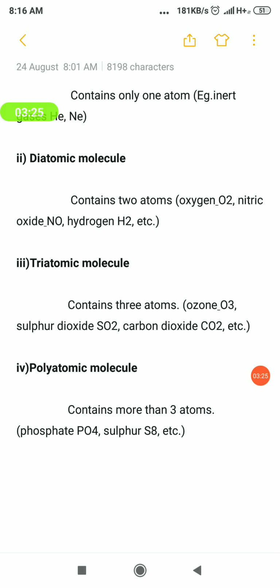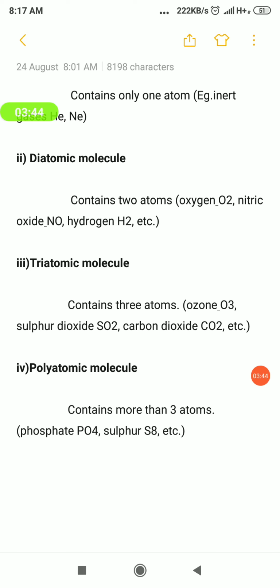Sulfur dioxide, SO2, is made by 1 sulfur and 2 oxygen. Carbon dioxide has 3 atoms, 1 carbon and 2 oxygen atoms. So these are the examples for triatomic molecules. And then finally we are going to see what are called polyatomic molecules. I have told you the meaning of poly.